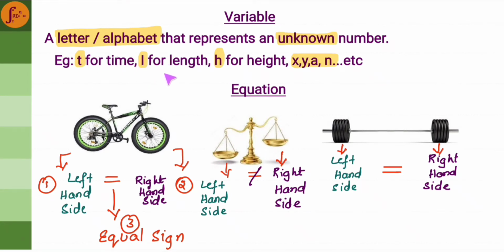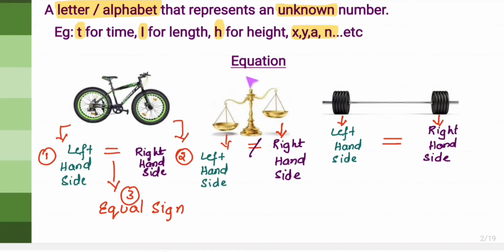It can be anything. For example, if you have to say length of a rectangle, then you can say length is L. If you have to say height of a table, then you can say H, H is the height of the table. If you have to find the time, then we can represent time using the alphabet T. Similarly, there could be multiple things. Normally in mathematics we use X, Y, A, N. It can be anything, but generally we use these particular alphabets to denote that it is an unknown number or an unknown value. And all of these unknown numbers or unknown values are called variables.